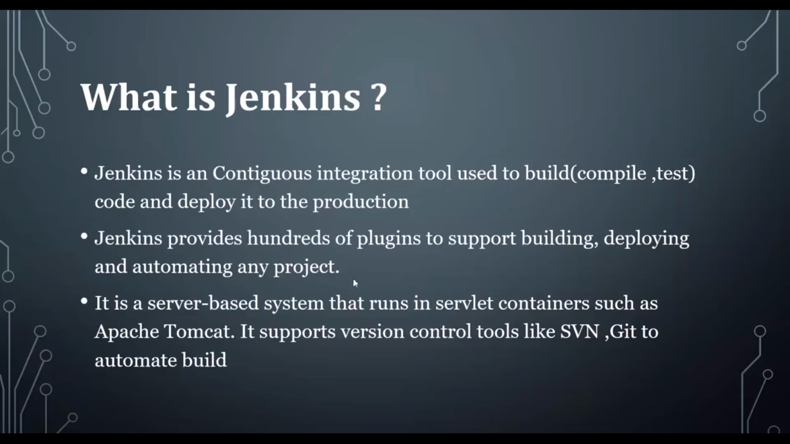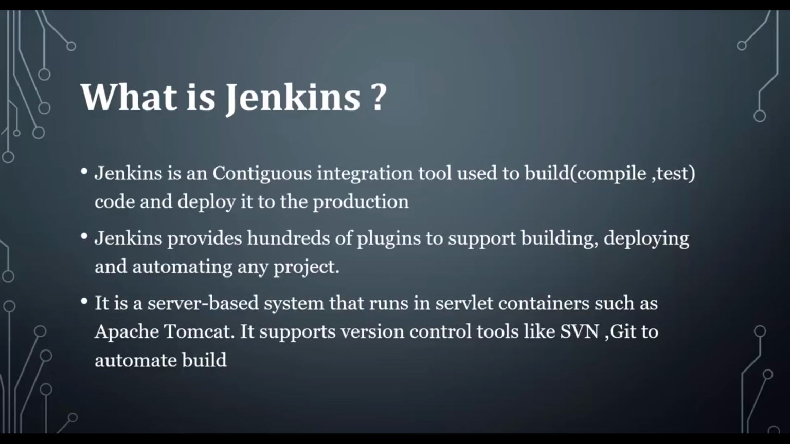Okay. Jenkins provides hundreds of plugins to support building, deploying, and automating any project. What are the plugins provided by Jenkins, that we will observe at the time of installation. It is a server-based system that runs in servlet containers such as Apache Tomcat, and it supports version control tools like SVN and Git to automate the build. As I told, Jenkins provides multiple plugins like SVN and Git. So in our next example, we are going to use this Git plugin with Jenkins to automate our build.